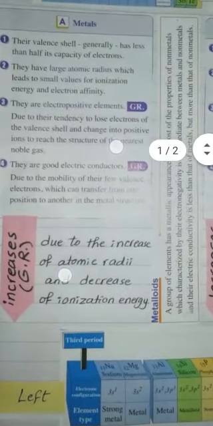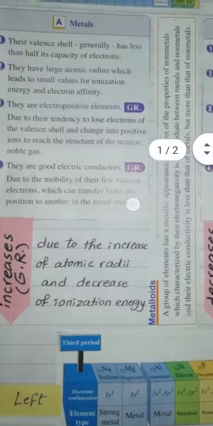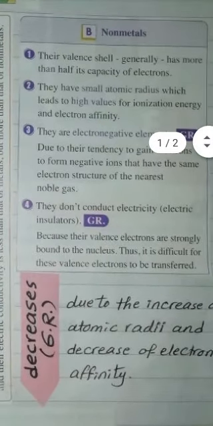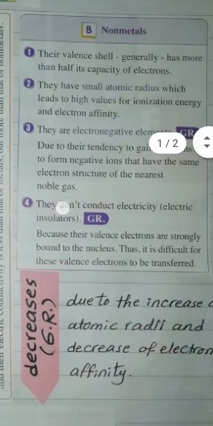Second point of comparison, metals have large atomic radii, leading to small values of ionization potential and electron affinity. On the other hand, nonmetals have small atomic radii, leading to high values of ionization potential and electron affinity.